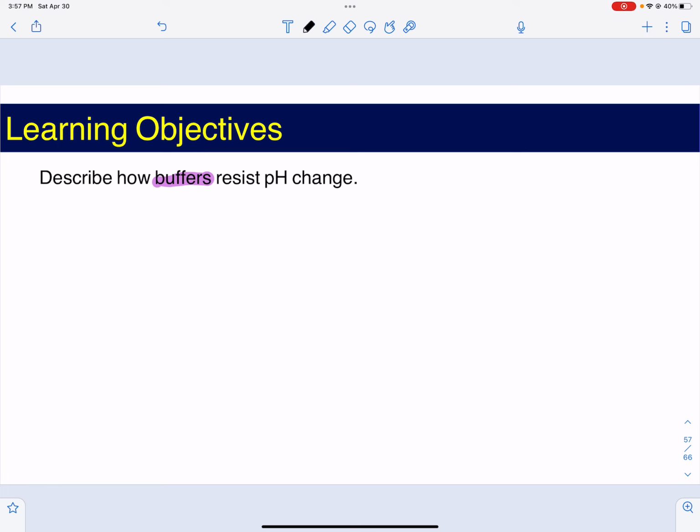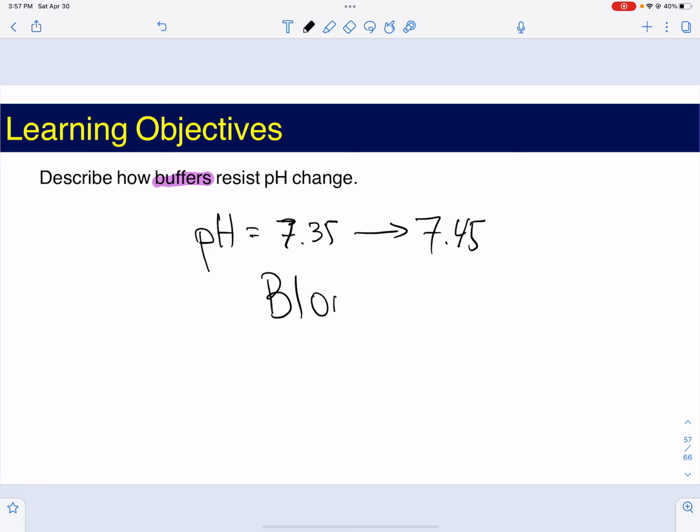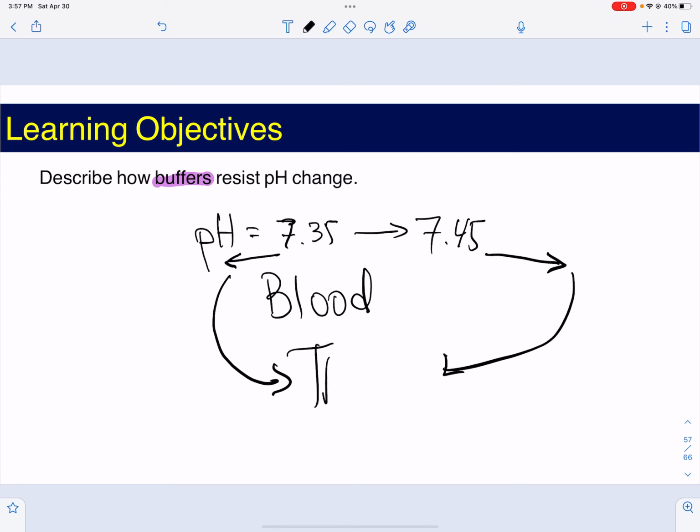And it's super important because a pH of 7.35 all the way to 7.45 is the normal pH of your blood. If it goes below 7.35 or above 7.45, that means trouble, big time. That means you may die if you don't correct that. So being able to maintain a pH at a specific range is super important. Your body has a lot of buffer systems that prevent the blood from getting out of that range.